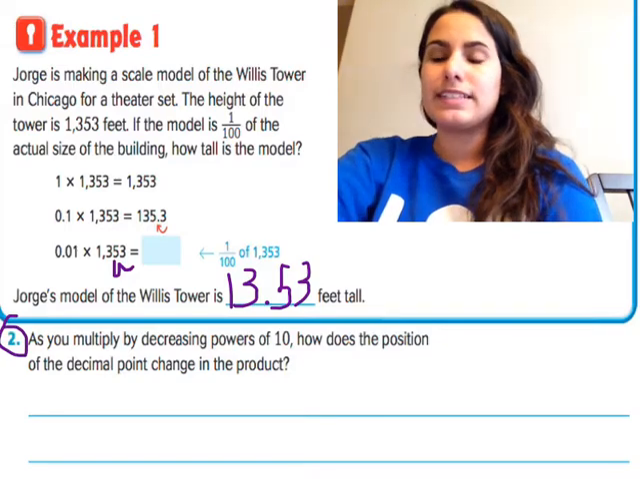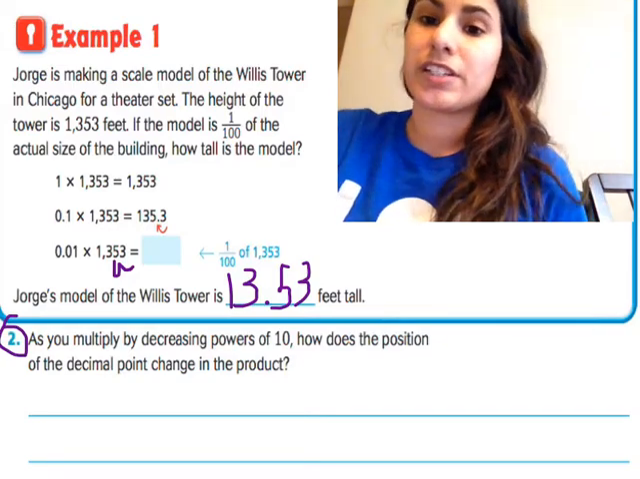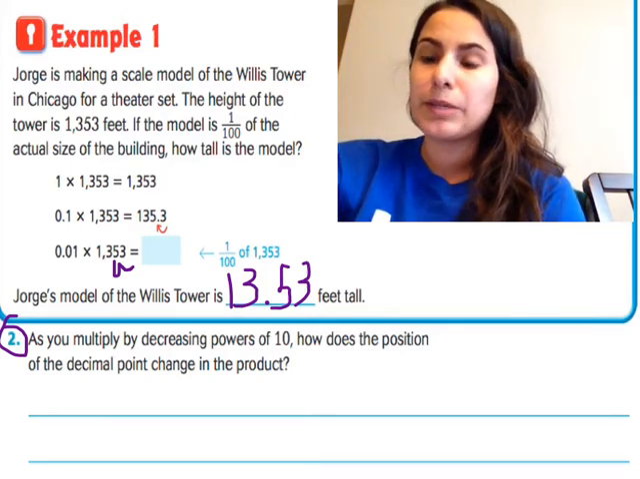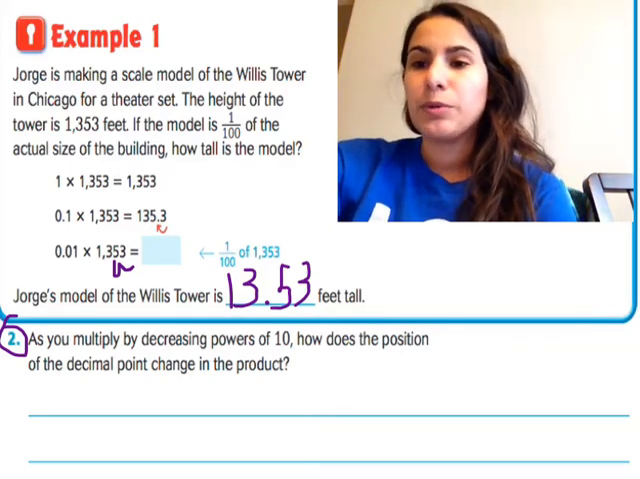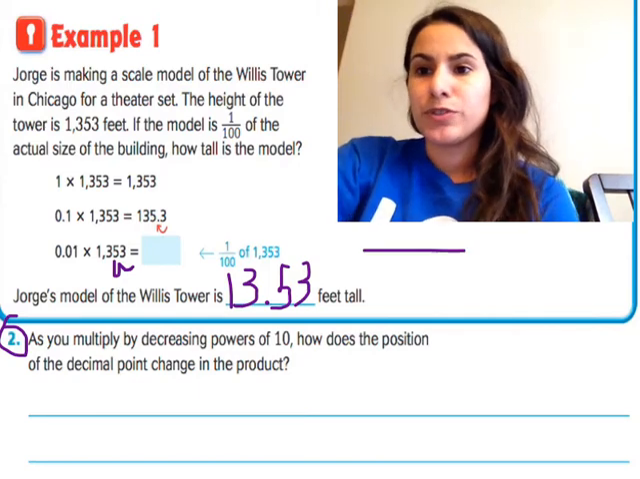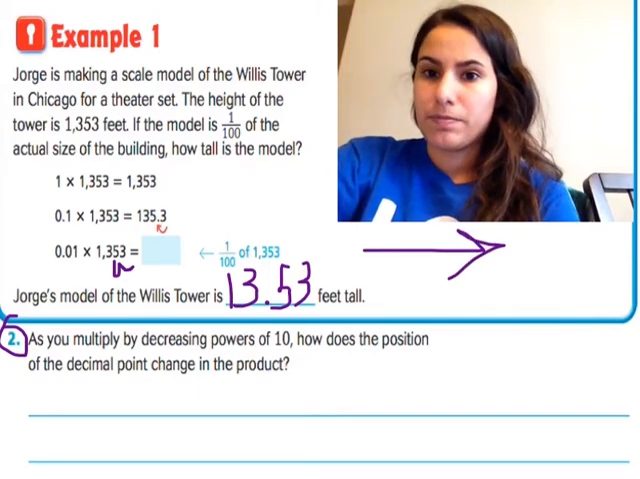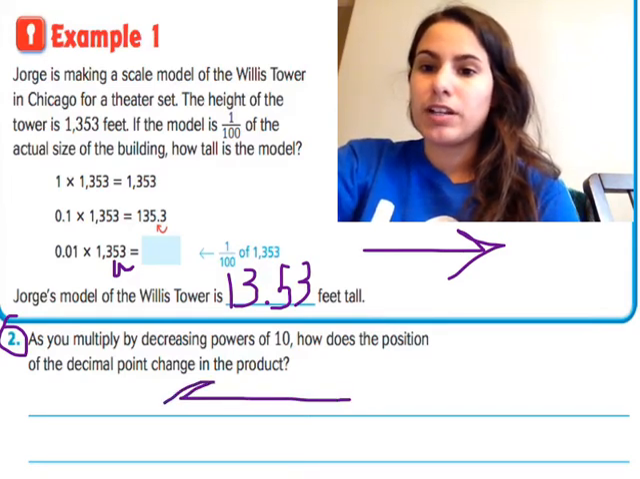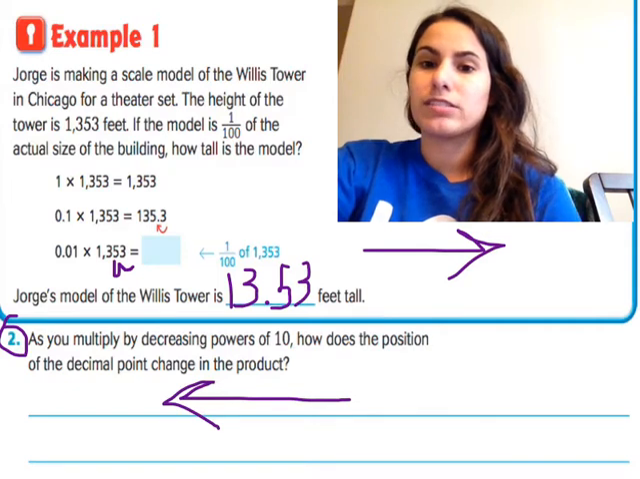As you multiply by decreasing powers of 10, how does the position of the decimal point change in the product? When we multiplied by increasing powers of 10, as they got bigger, we moved the decimal place over to the right to make it a bigger number. To multiply by decreasing powers of 10, the position of the decimal point changes in the product by moving to the left to make it a smaller number.